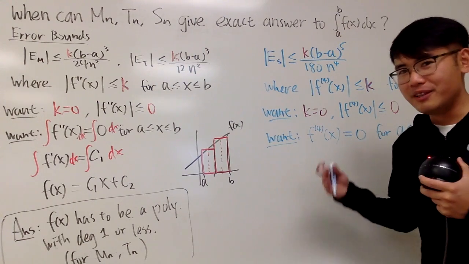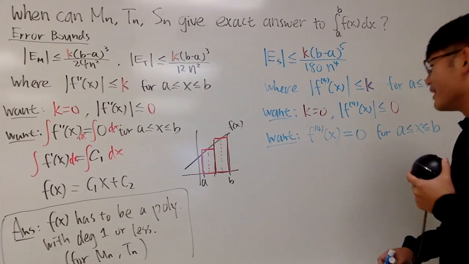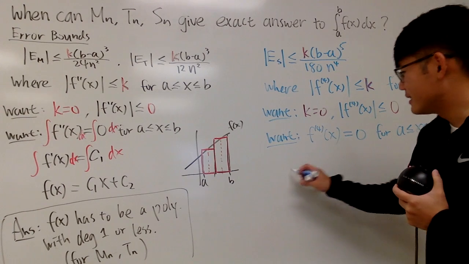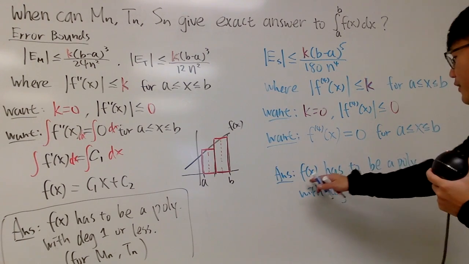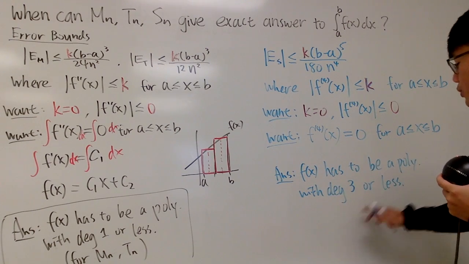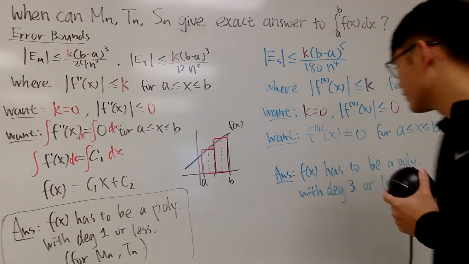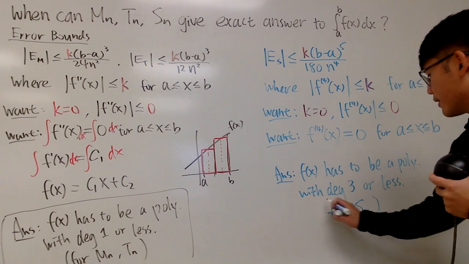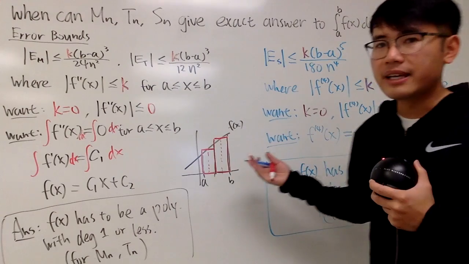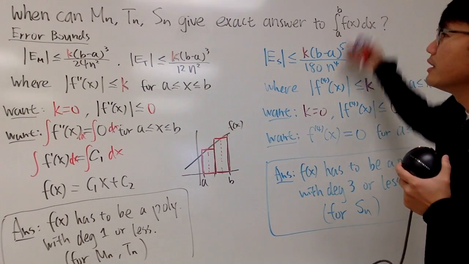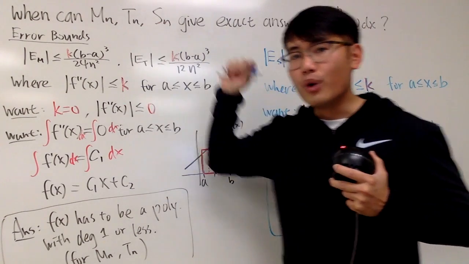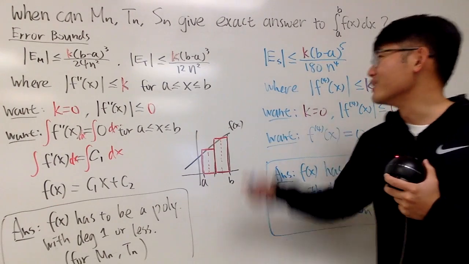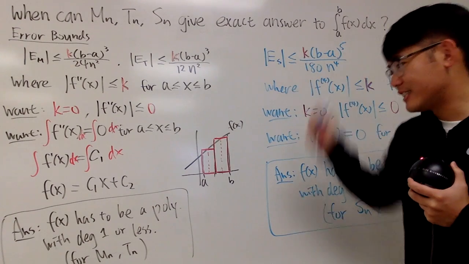Similar to that, I will leave the integration on your own. Well, I'll just tell you guys the answer to this right here. f of x has to be a polynomial with degree 3 or less. So it's the same language as that. And this right here is for Simpson's rule, right? So these are the conditions on the kind of function so that this right here will give you the exact answer. Of course, this right here is the best, right?